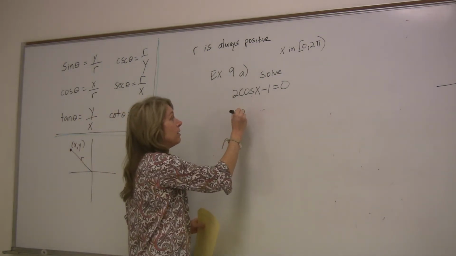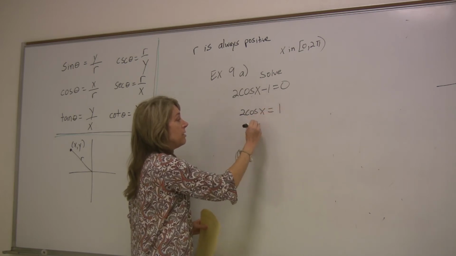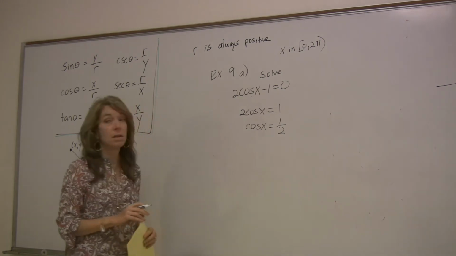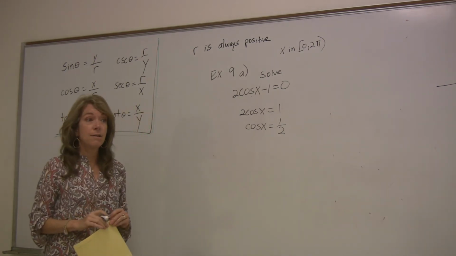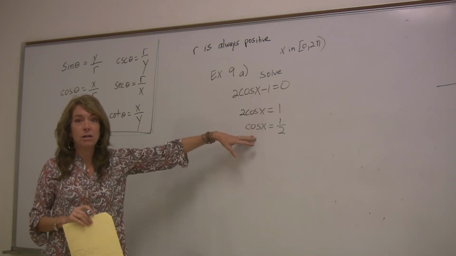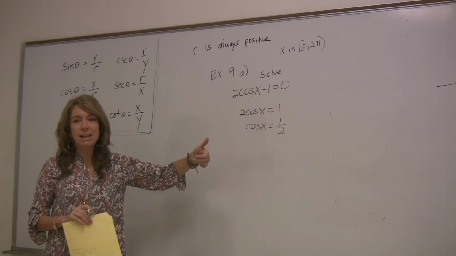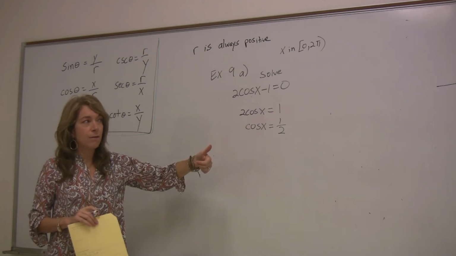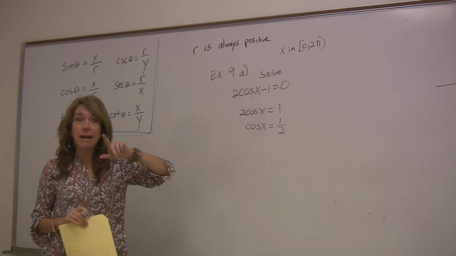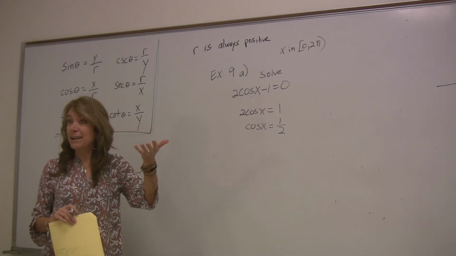So I'm going to add 1, divide by 2. So this is asking me what angle has a cosine of 1/2. As soon as I see that 1/2, that should tell me to think of which special triangle? The 30, 60, 90, because it has the 1s and the 2s in it, right?